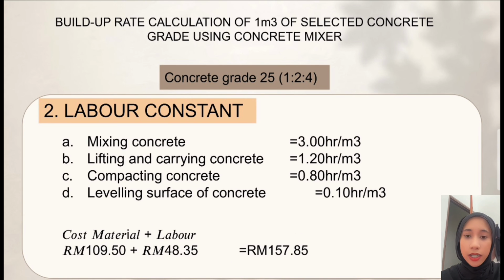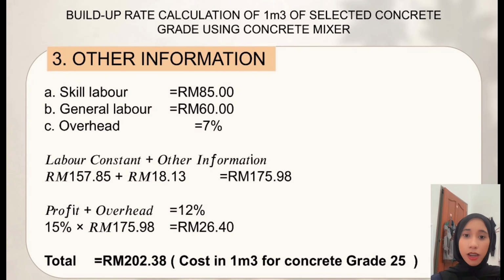The second calculation is labor constant, which has mixing concrete, lifting and carrying concrete, compacting concrete and leveling surface of concrete, in hours per meter cube. The total of concrete plus labor is 175.85 ringgit. Next, other information: skilled labor 85 ringgit per day per 8 hours, general labor 60 ringgit per day per 8 hours, and overhead is 7%.